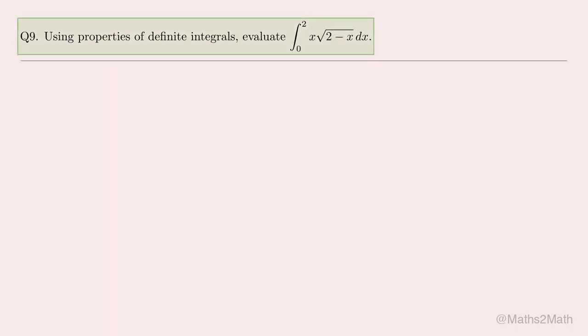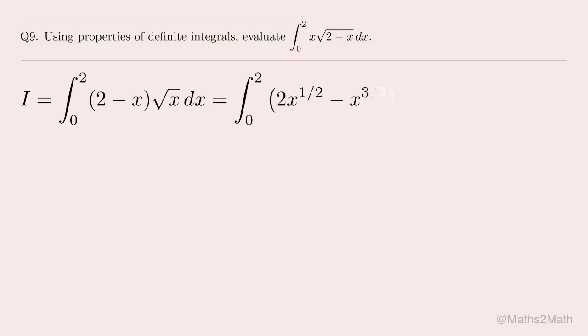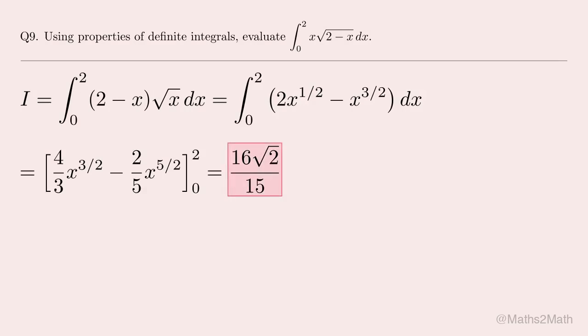Question 9. Reflect x to 2 minus x. The root moves on a plain x, then two fractional powers. The property converts to 2 minus x times root x. Evaluate the powers at 2. 16 root 2 over 15.